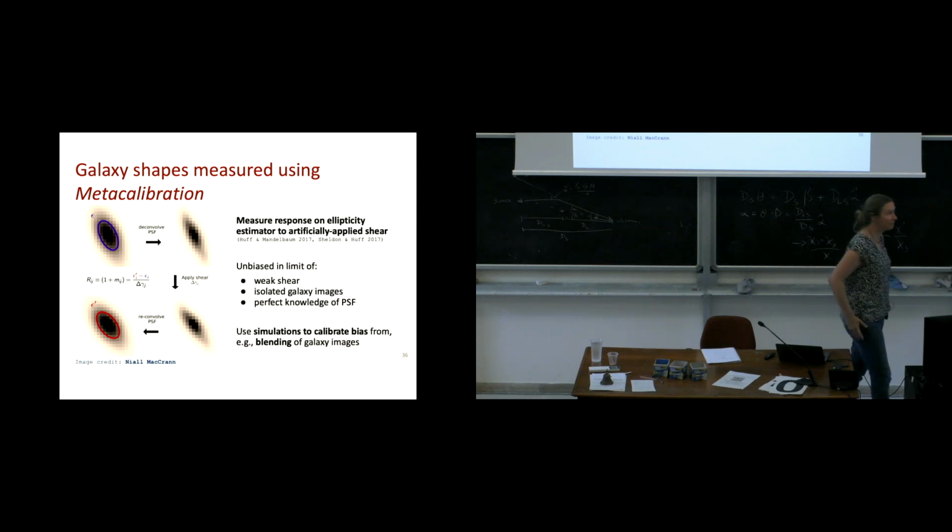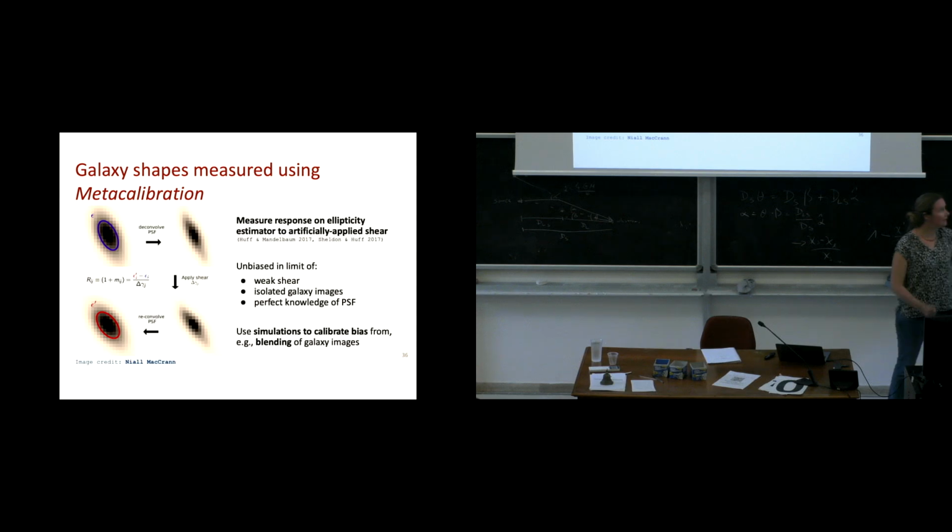Of course, we also have to measure shapes, and we have to measure shears in a way that goes beyond just defining simple second-order brightness moments. In particular here, we measure the response of our ellipticity estimator to artificially applied shear. So we start out with basically our actual galaxy, then we deconvolve the PSF, apply an artificial shear, reconvolve, and measure the ellipticity again.